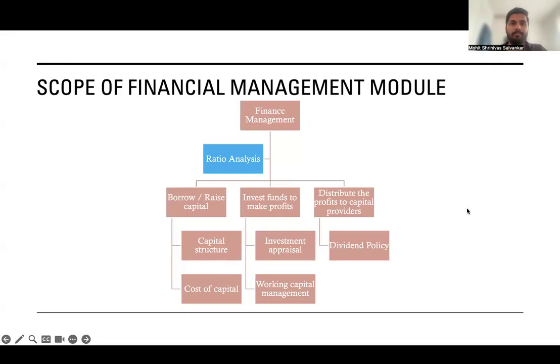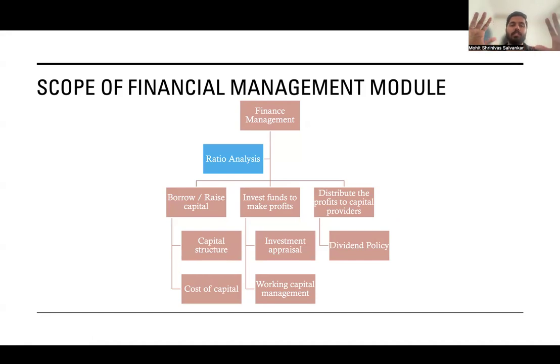Let's begin with first understanding the financial management module structure, the scope. Once you understand the structure of the entire module, you will be able to clearly identify at which stage we are, what we are trying to learn, and why we are trying to learn.